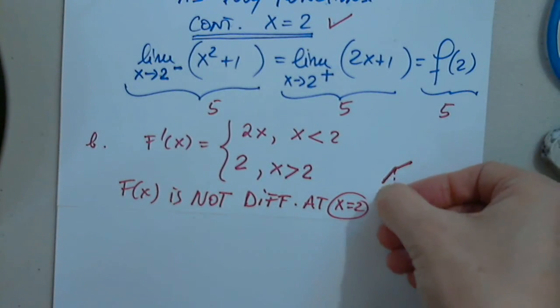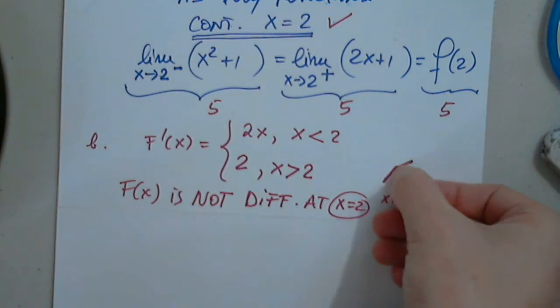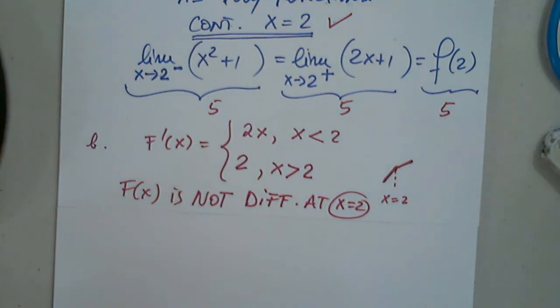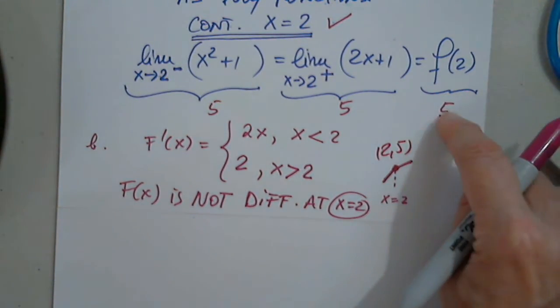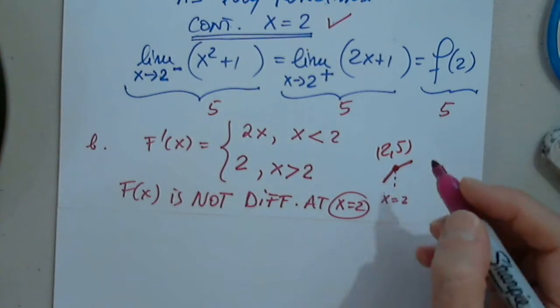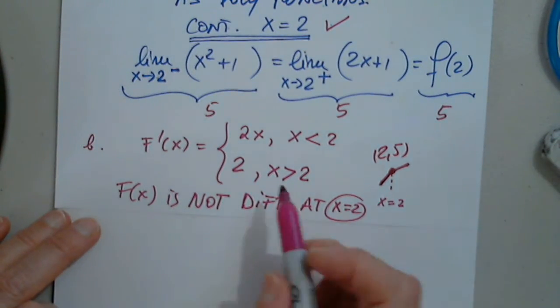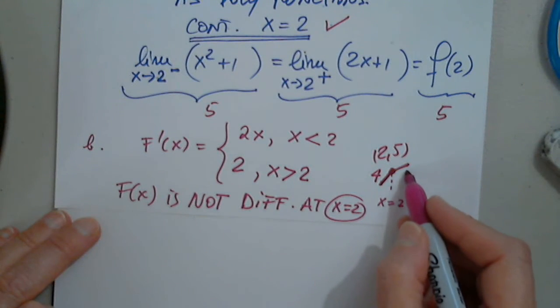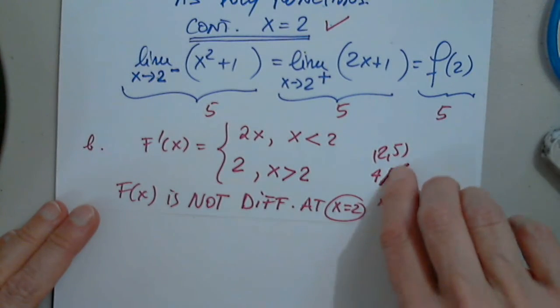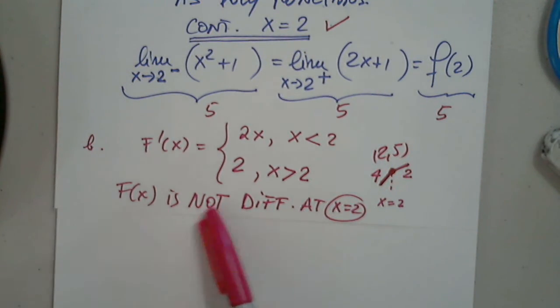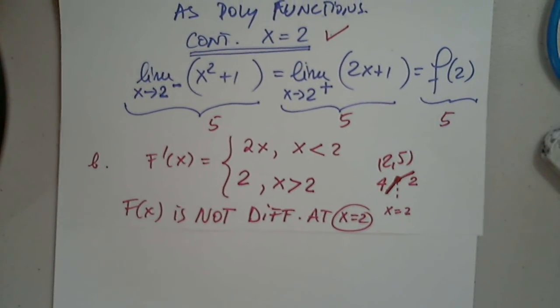This slope is steeper, it's 4. This slope is smoother, just 2. So at this point, 2 comma 5, f of 2 is 5. The slope of the tangent on this side is 4, and on this side it is 2. In other words, it's not a unique tangent, there are 2 tangents, which means the function is not differentiable at that point, although it is continuous.